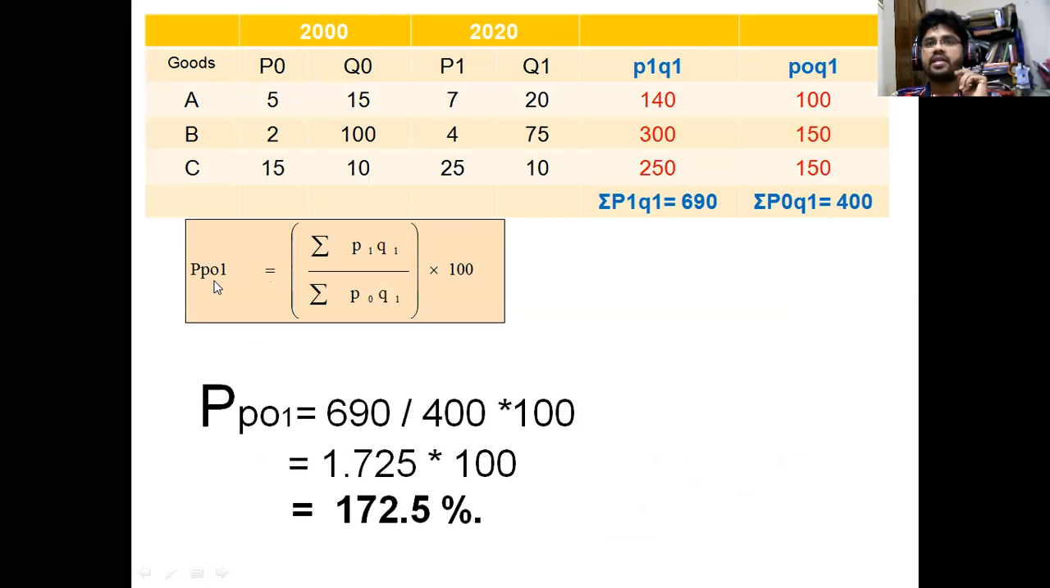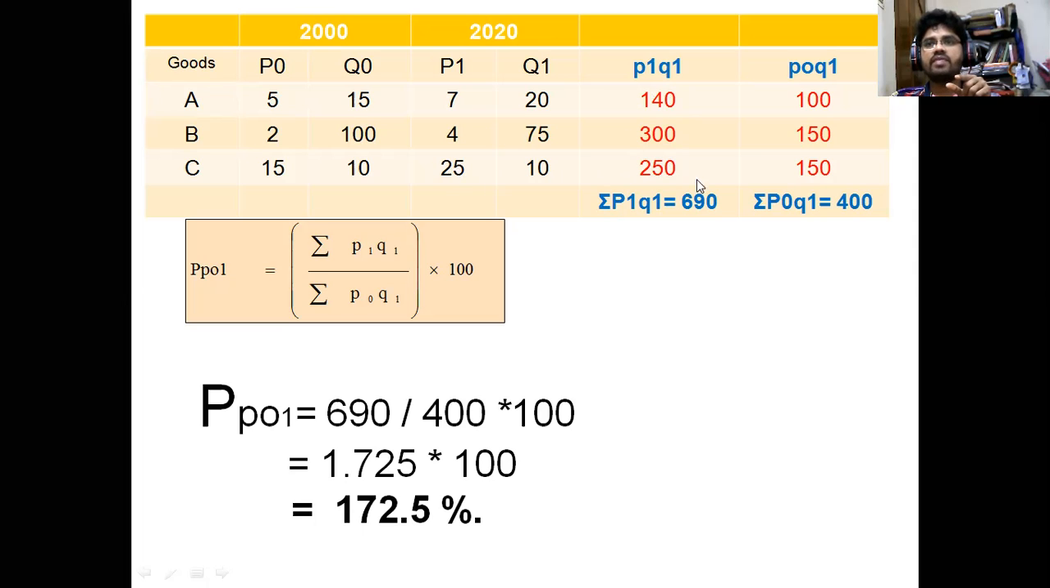The Paasche price index P01 is the sum of P1 Q1 divided by the sum of P0 Q0, into 100. First we need to calculate P1 into Q1. P1 is 7 and Q1 is 20, so 7 into 20 is 140. 4 into 75 is 300. 25 into 10 is 250.